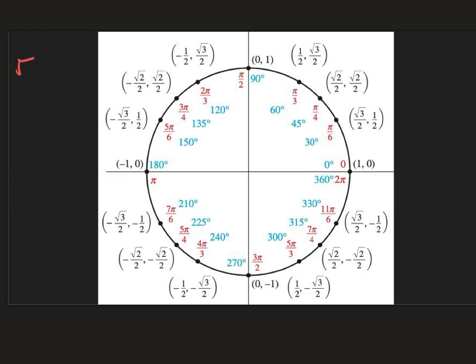Now, root 3 over 2 is about, rounded off to 4 decimal places, 0.8660. That's a number you're going to come across a lot. Root 2 over 2 is 0.7071. And 1/2 is equal to 0.5. These are numbers you're going to see a lot.